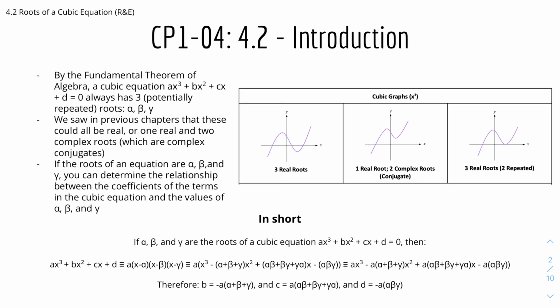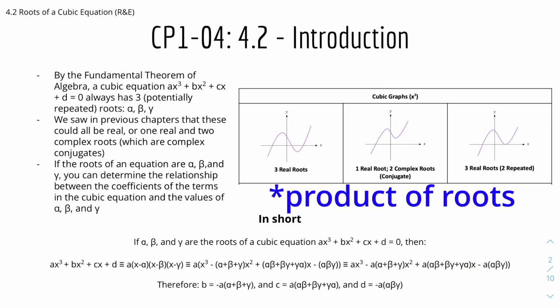So here's the summary. If alpha, beta, and gamma are the roots of a cubic equation ax cubed plus bx squared plus cx plus d equals 0, then this will be equal to a times x minus alpha times x minus beta times x minus gamma, and this expands into ax cubed minus a times (alpha plus beta plus gamma) x squared plus a times (alpha beta plus beta gamma plus gamma alpha) x minus a times alpha beta gamma. You can notice these are the sum of the roots, the sum of the product pairs, and the product of all the roots.